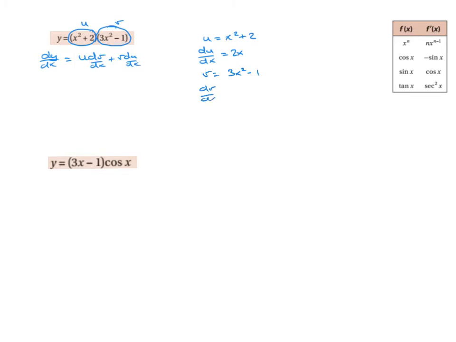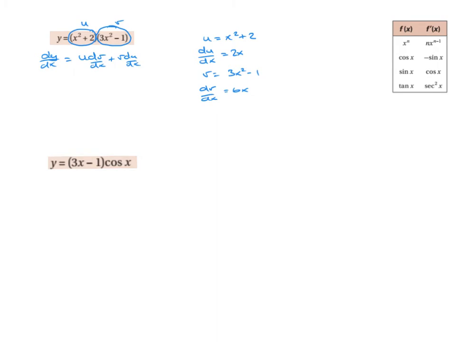Okay, next thing to do is v, so v is equal to 3x squared minus 1, so we're going to work out dv/dx. So again, 3x squared, bring down the power, so 2 times 3 is 6, x to the 1, so that's equal to 6x. And again, we have another constant, a negative 1, so that's going to disappear.